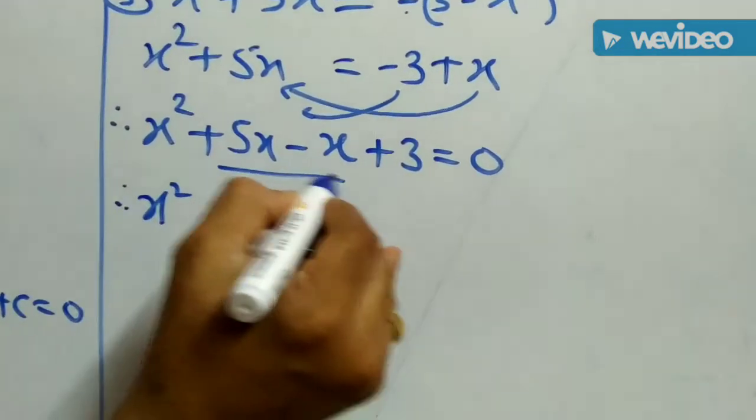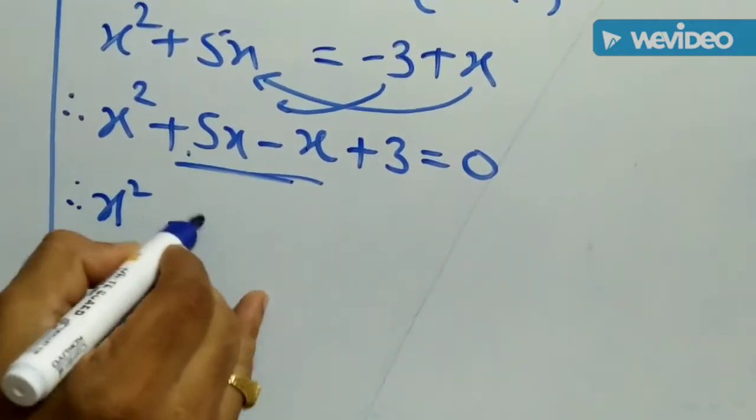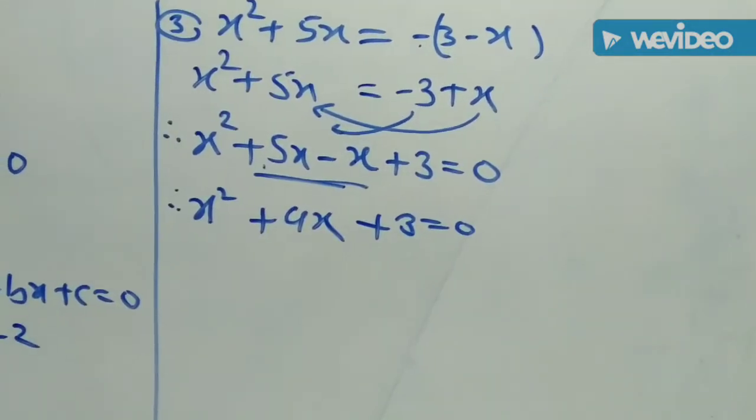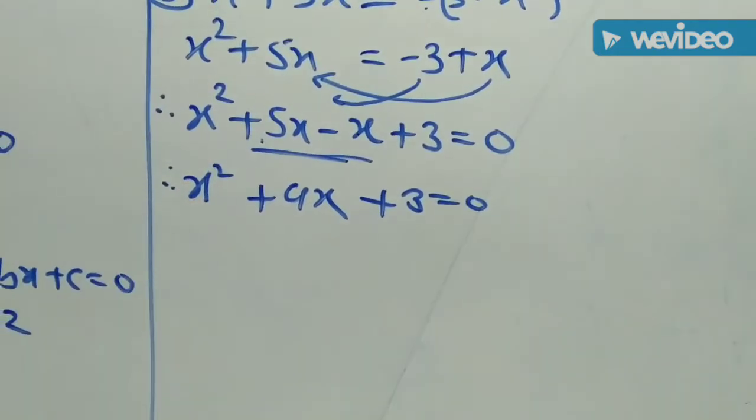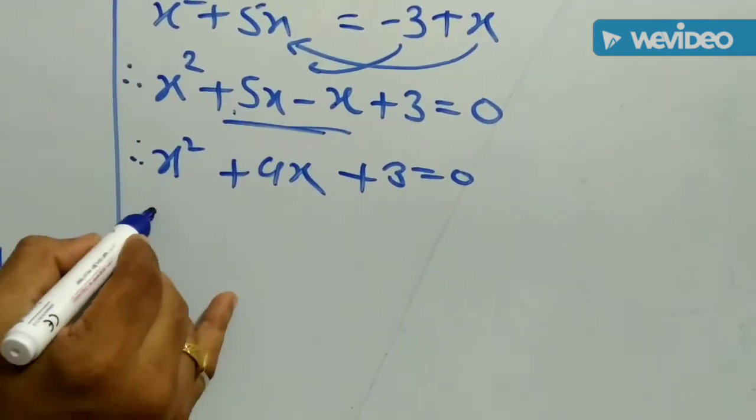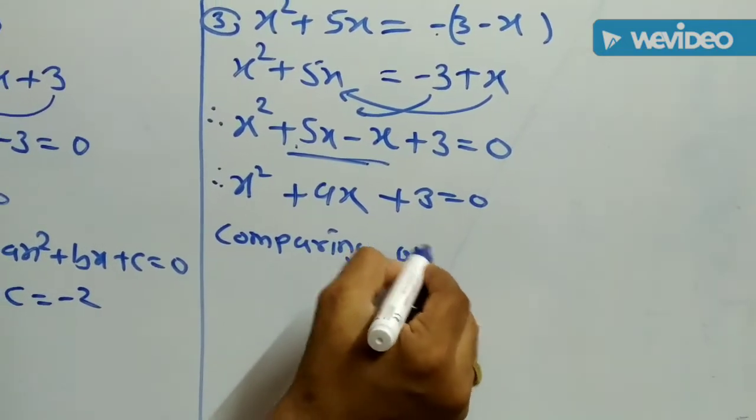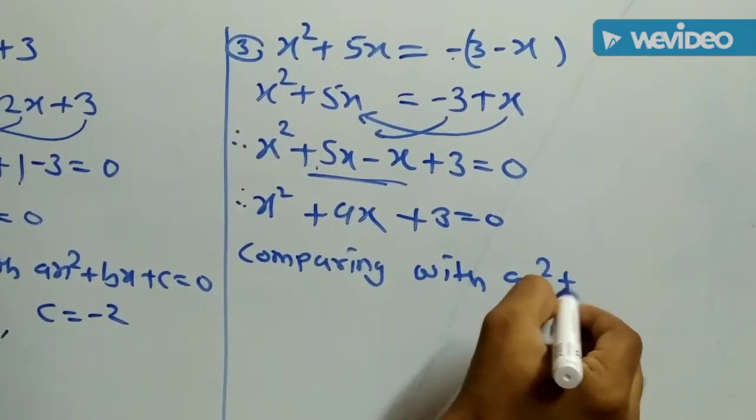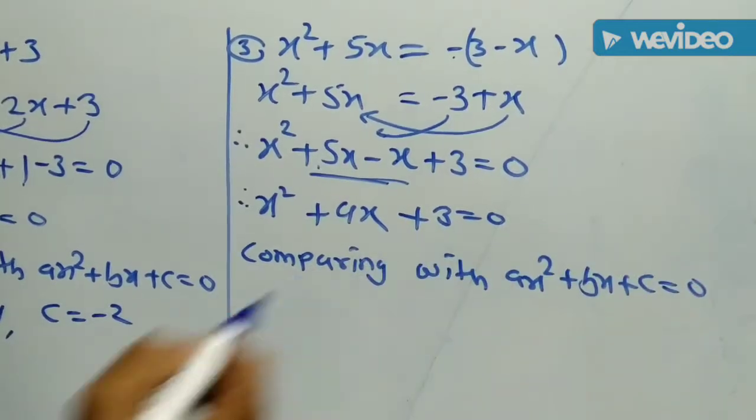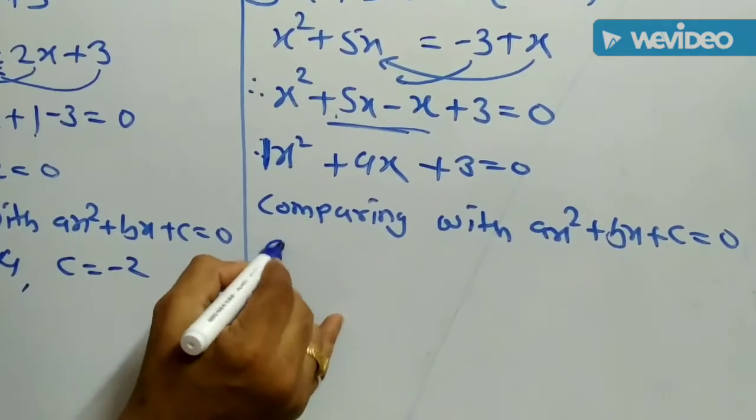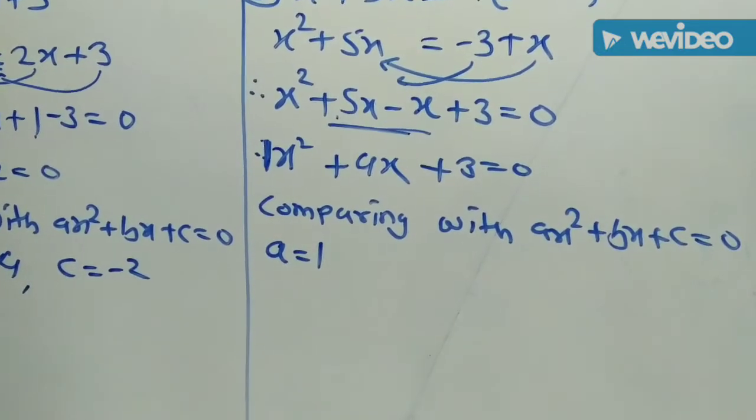Now x square, solve this. 5x minus x, that is plus 4x plus 3 is equal to 0. This is the standard form of the given quadratic equation. Now to write the values of a, b, c, comparing with ax square plus bx plus c is equal to 0. Now here coefficient of square term is 1. Therefore a is equal to 1.